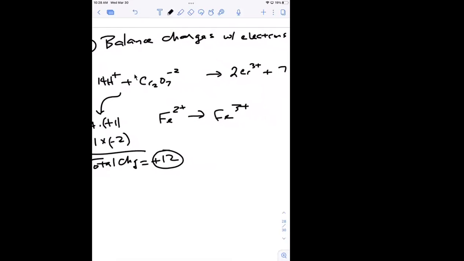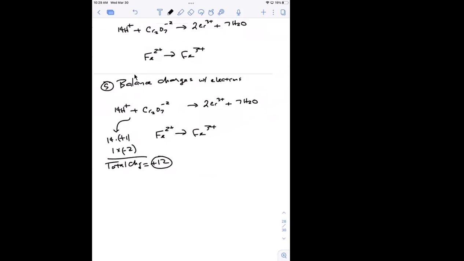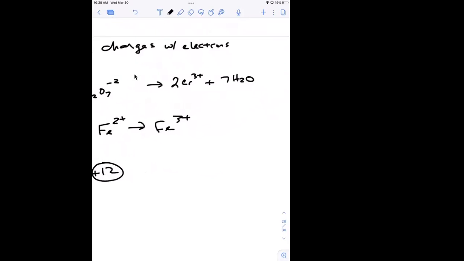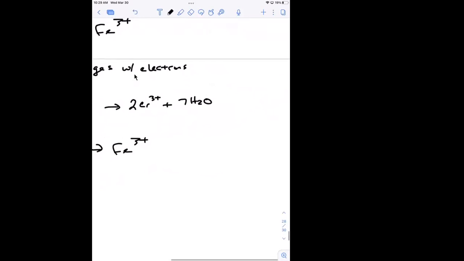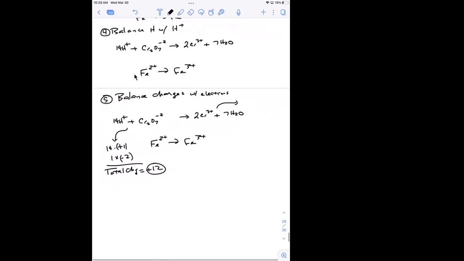Y'all following that? 14 hydrogens or 14 protons. All of them have a +1 charge. It's going to be a +14. And then the dichromate has a -2 charge, and that's going to be -2. So 14 minus 2 is +12. Yes or no? All right. I'm gonna take that as a yes. If it's a no, say something. Unmute, hit the hand raise button, put something in the chat.